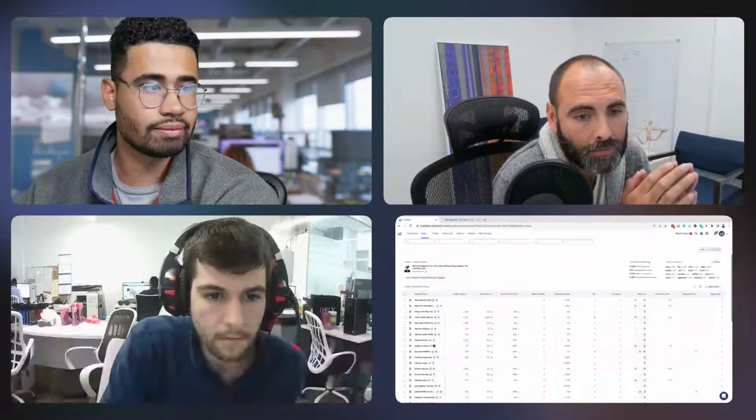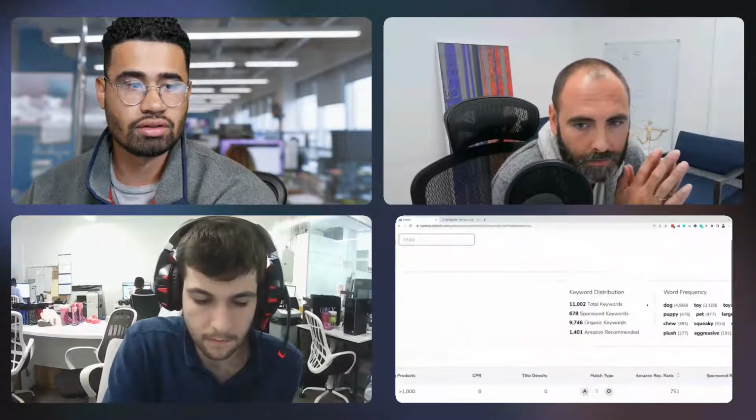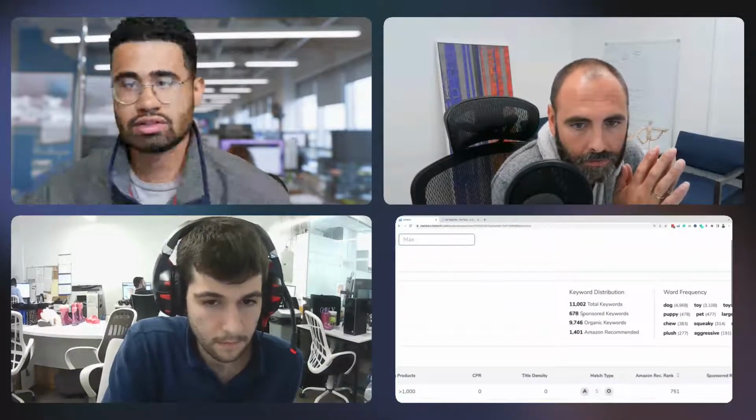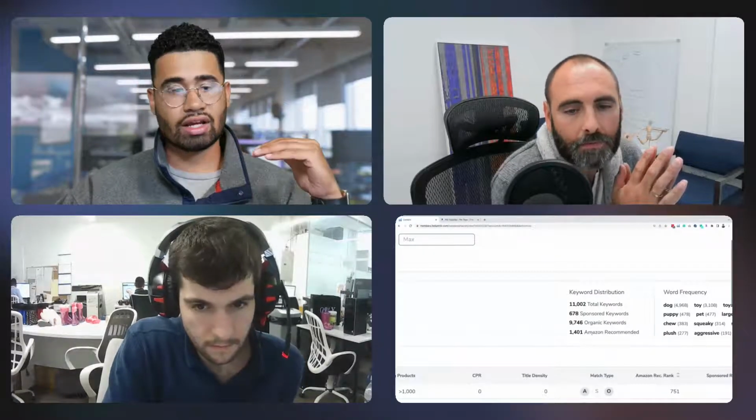So here's the specific keyword distribution that we have. Out of these 11,000 keywords, it's distributed between sponsored, organic, and Amazon recommended keywords. Organic keywords are just keywords that this listing is naturally showing up for on Amazon within search results, triggered based on Amazon's algorithm.